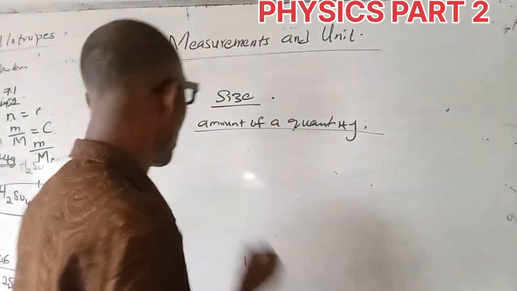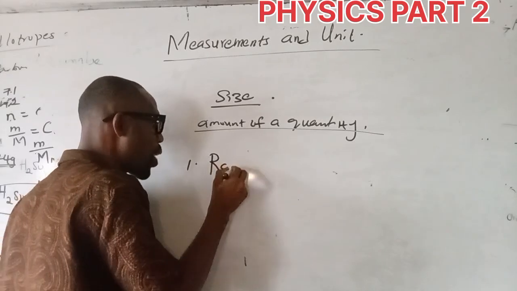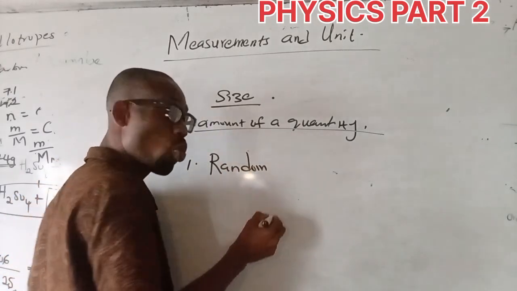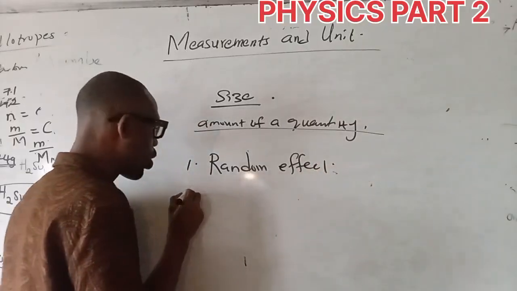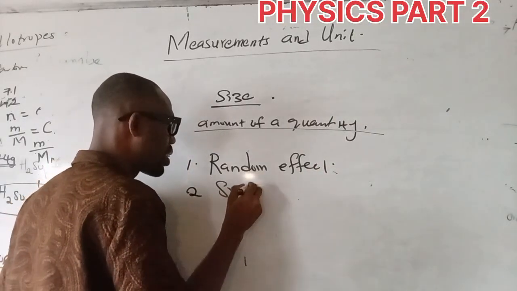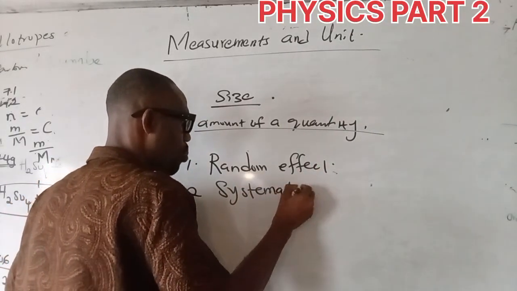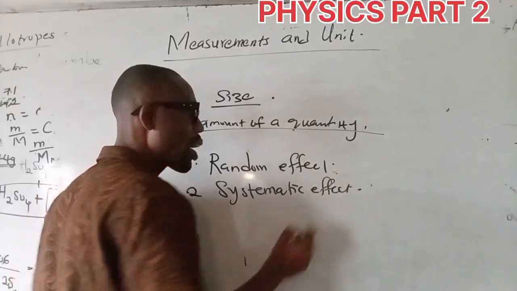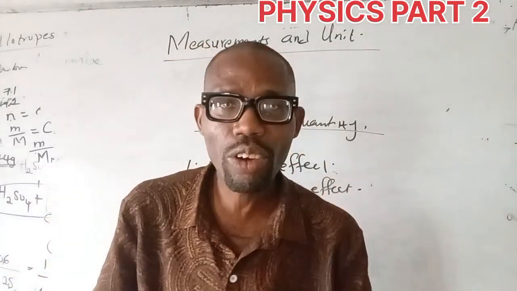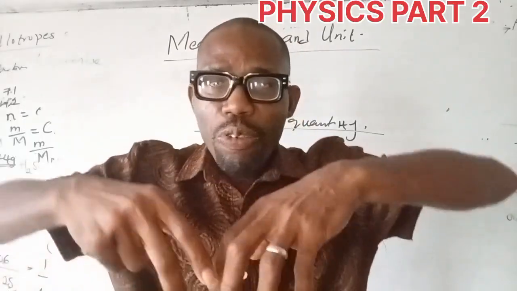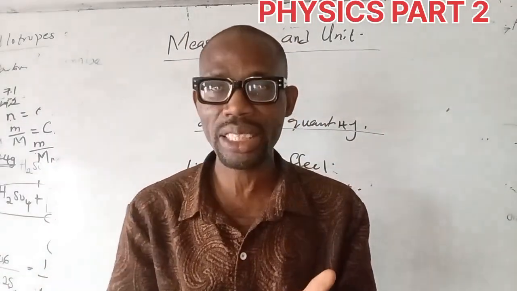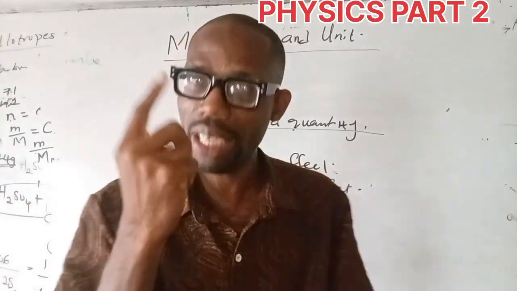Number one, we have what we call random effect. Random effect is one of those uncertainties that can happen. And number two, we have what we call systematic effect. Now, when you talk about random effect, this is a kind of effect that arises during measurement. Okay? A kind of effect that is influenced by the environment. Let me demonstrate.